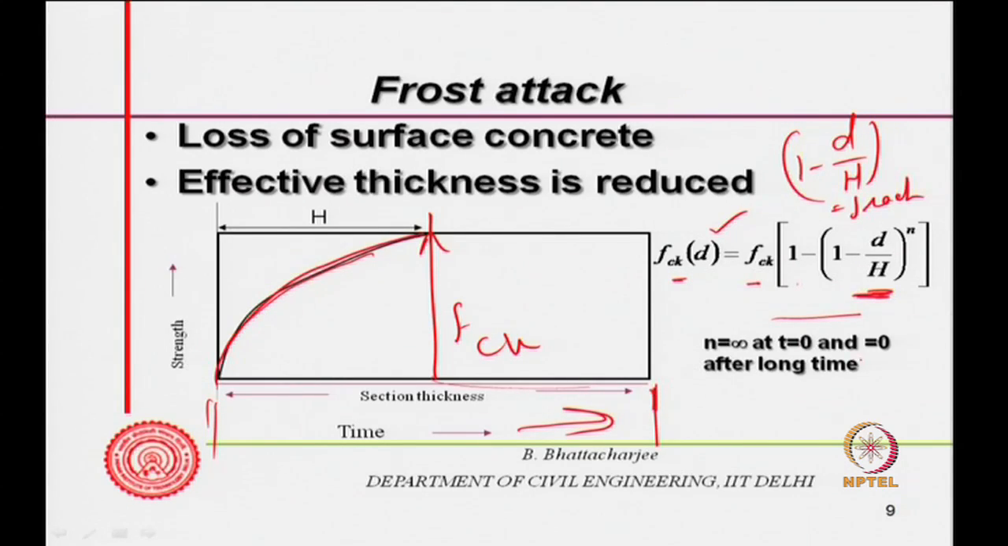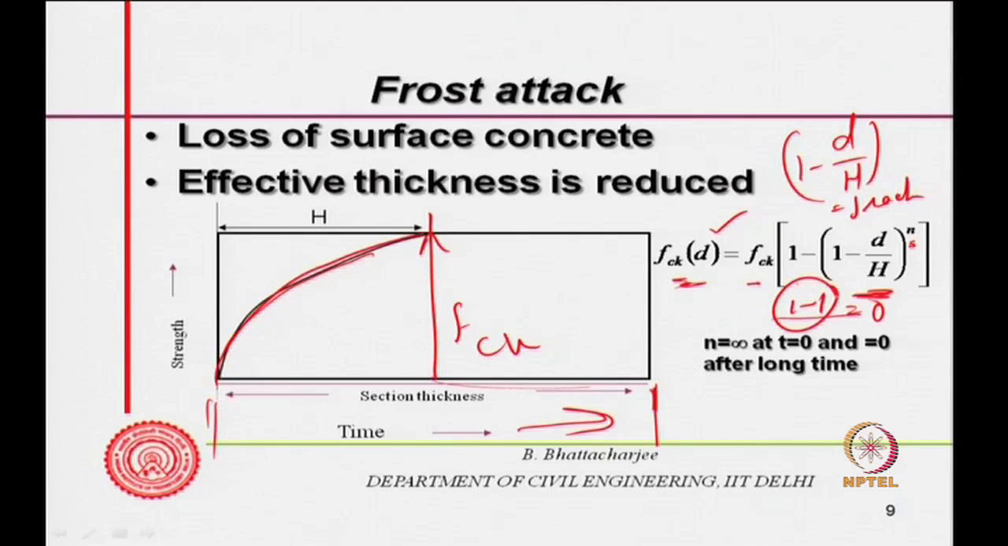Now, when t is equal to infinity, after a very, very long time, n will tend to be 0. This is valid up to the depth of h; beyond h this is not valid. Anything to the power 0 is equal to 1, so 1 minus 1 is equal to 0. So, over a very long period of time, the f_ck value will tend to be 0. That is what this equation says, but then this is at t equal to infinity.